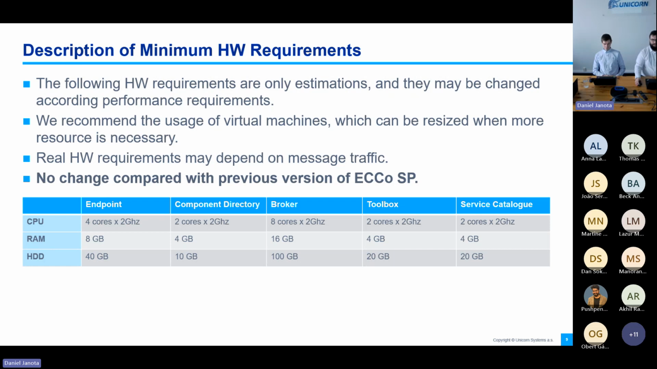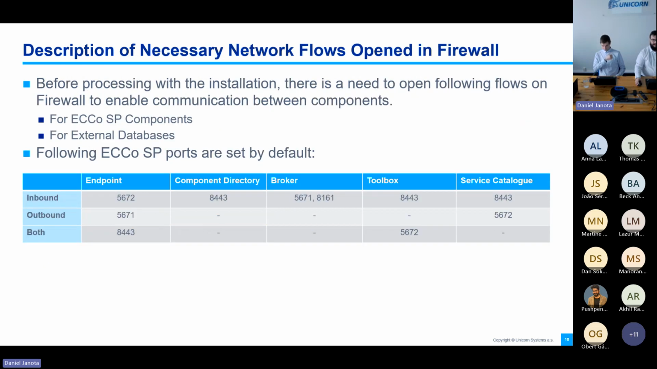So that will be the hardware requirements. Regarding the network flows to open in the firewall, the ports are still the same. So before the installation, some flows need to be opened. For ECCoSP components, specifically for the ECP endpoint, it's port 8443 for both inbound and outbound connections. This port is used for the graphical user interface, web services, and REST API.